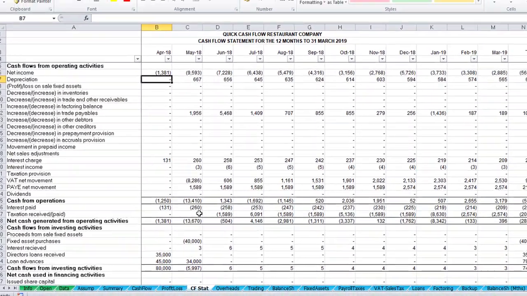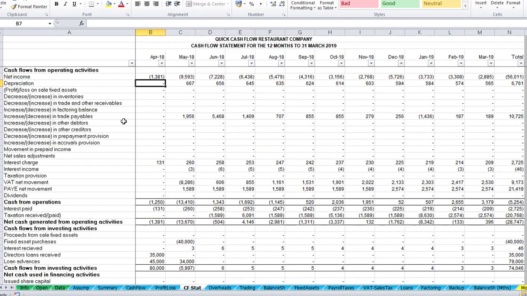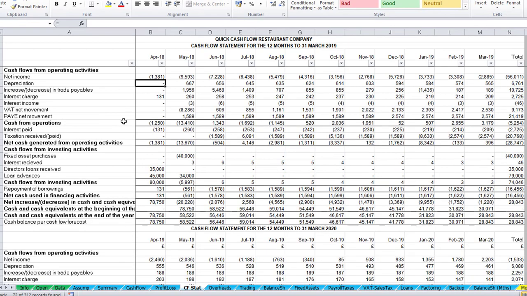The other report that you're given, and I'll do a Control N to get rid of the extra lines, is a cash flow statement. A very important and useful report for any business. So this will show you the actual movements of cash in each of the months.